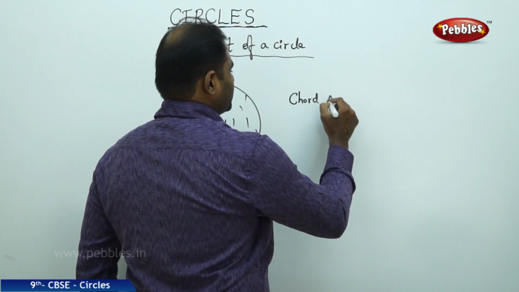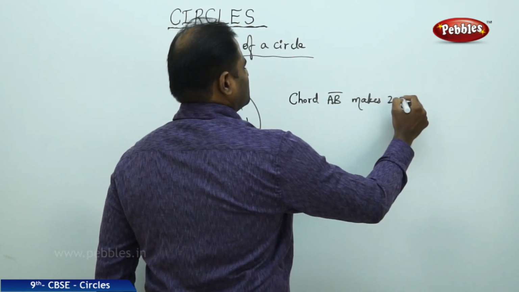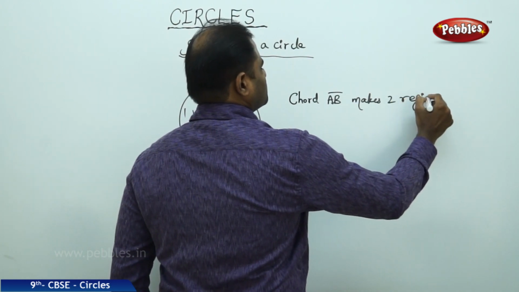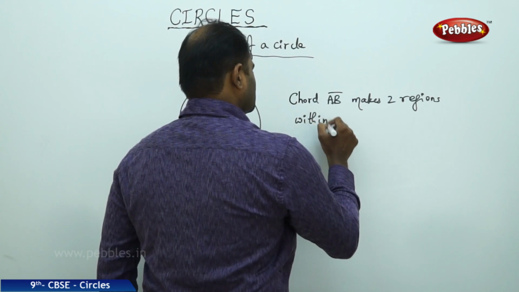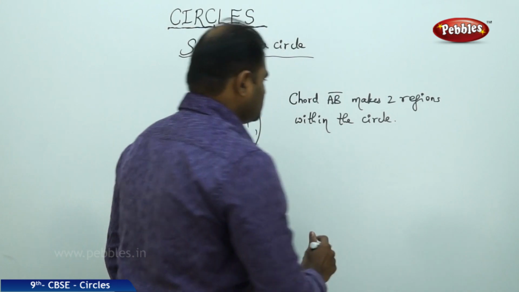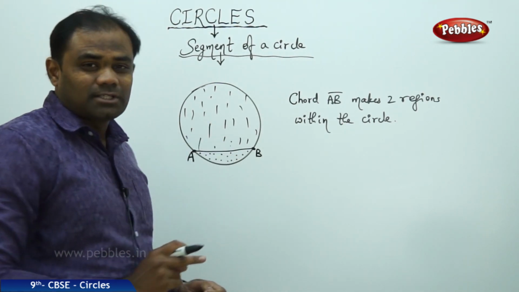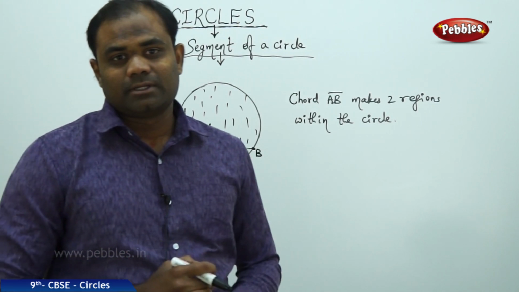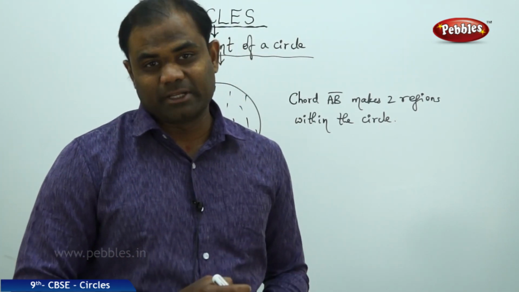So chord AB makes 2 regions within the circle. So this is region 1 and this is region 2. So these regions are called segments. The regions made by the chord within the circle are called segments.